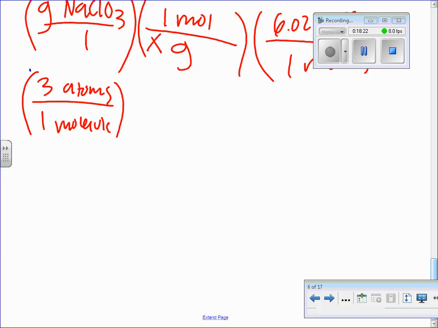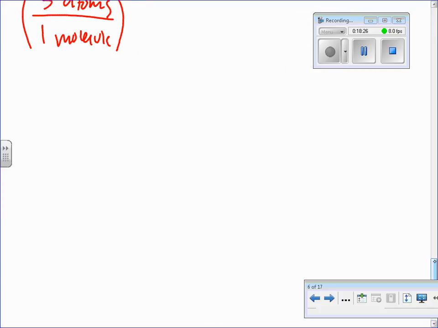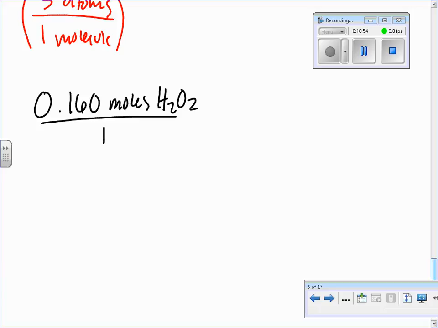Alright, let's do another one. I know there's one from your sheet. Let's do the one with hydrogen peroxide. We have 0.16 moles of hydrogen peroxide, and we want to get to grams of oxygen as well. You can think about how many atoms are in this amount of molecules of hydrogen peroxide, or you can just do the grams ratio, whichever works now that you understand. I'm just going to do the gram ratio.